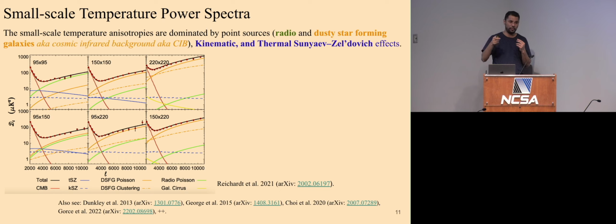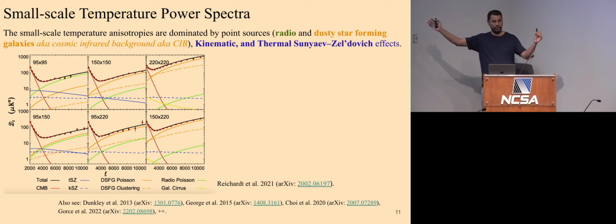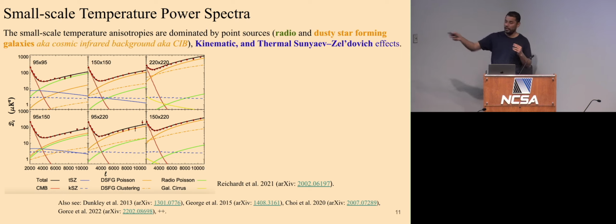You can do this in real space, or you can do this in Fourier space, which is always what we do. The Fourier transform of a 2-point correlation is called the power spectrum, okay? This is the power spectra from SPT, from these 3 different bands. So you see 95 cross 95, 150 cross 150, and 220 cross 220. The horizontal scale here is a proxy for angular size on the sky. If you're looking at the left, you're looking at really large angular distance. If you're looking on the right, you're looking at very, very small angular distance, okay?